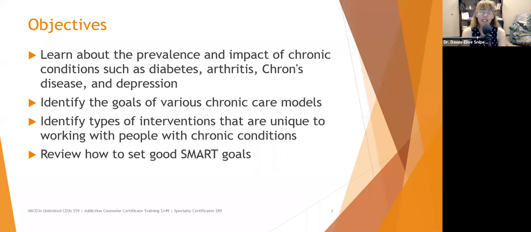Now, remember, this is an hour, so we can't go in depth into the impact of any of these things on particular issues. I do have another one coming up in short order on nephrology social work, or kidney disease, and a couple others. But really, we're hitting the highlights of chronic conditions today.